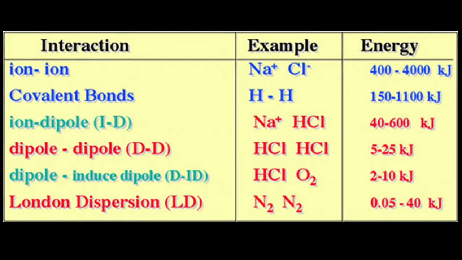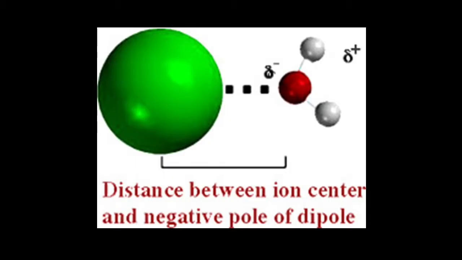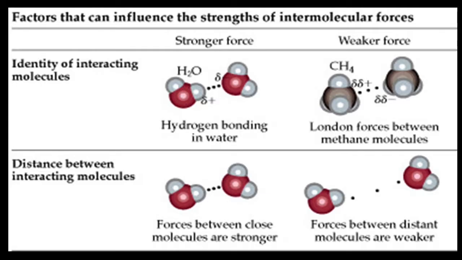So that's a very good source that I utilized to come up with some of those illustrations. Here I have the interactions, ion-ion down to London dispersion, and examples and the energy changes that occur as a result of that in kilojoules. The distance between the ion center and negative pole of dipole. Here is water and a rather large ion, and the distance is measured.